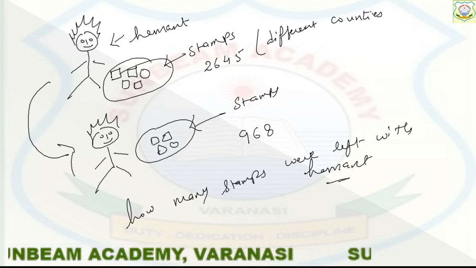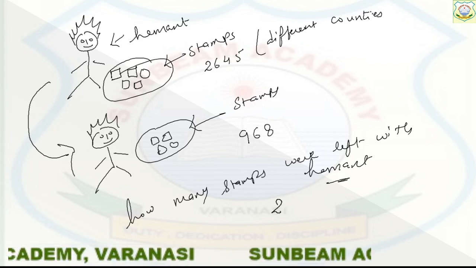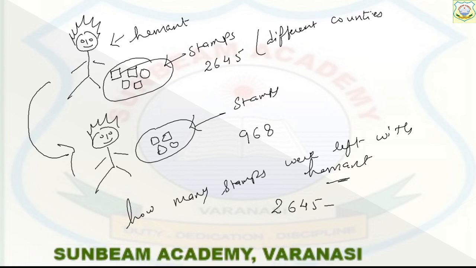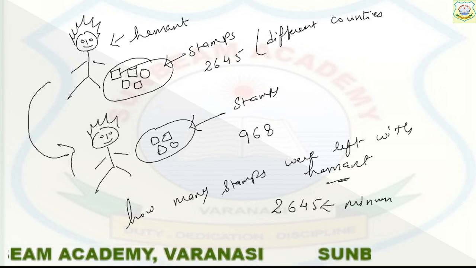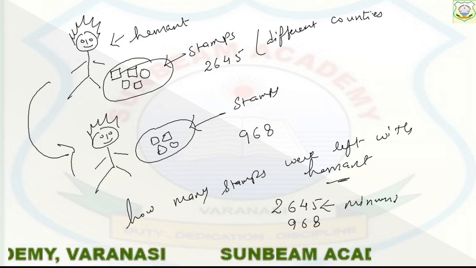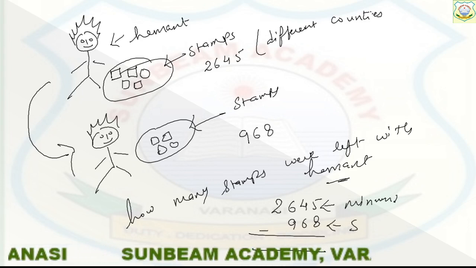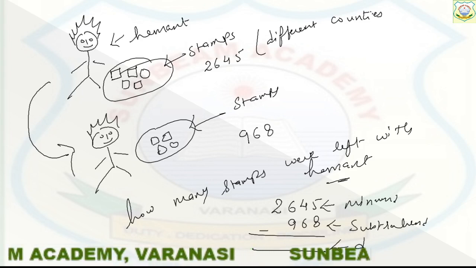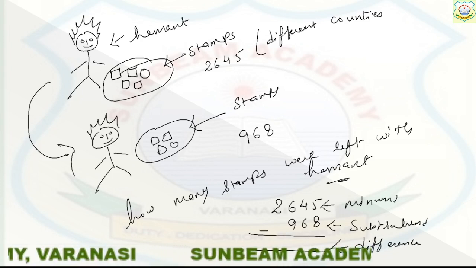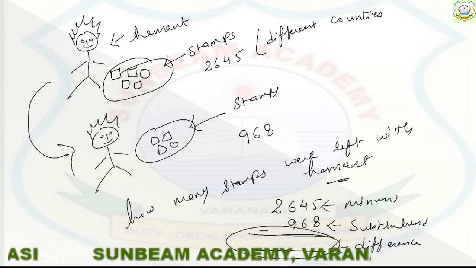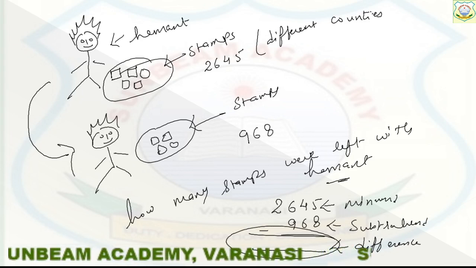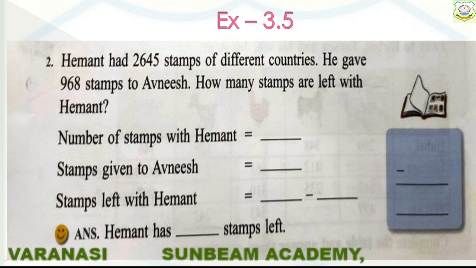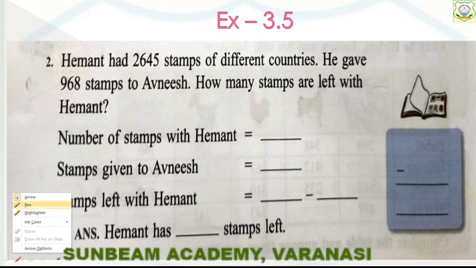So how can we do it? We have to subtract 2,645. Okay, we have to subtract. So this is what? Minuend. And we have to subtract 968 from this. So this is subtrahend. And whatever we will get, that will be difference. And this amount of stamp will be left with Hemant. Okay? Understood? Okay? This is kind of story. Okay, so now let's do it. All of you take out your pencil and let's start doing it.